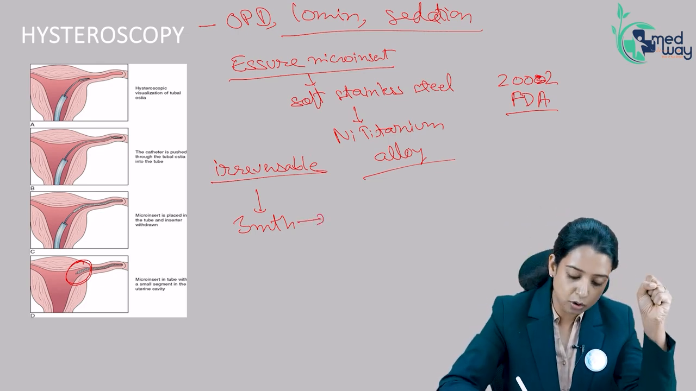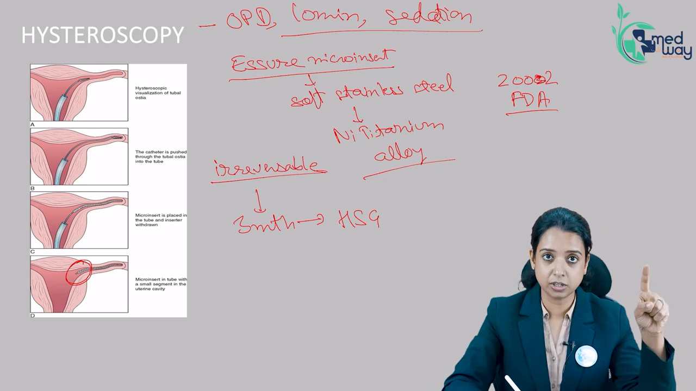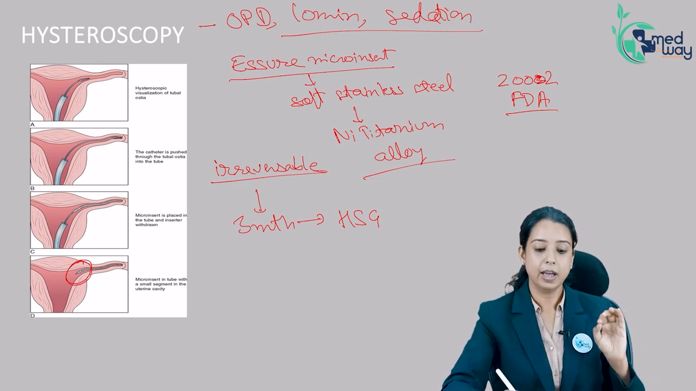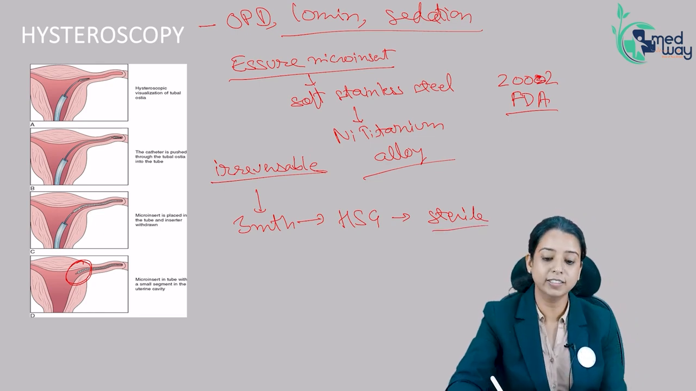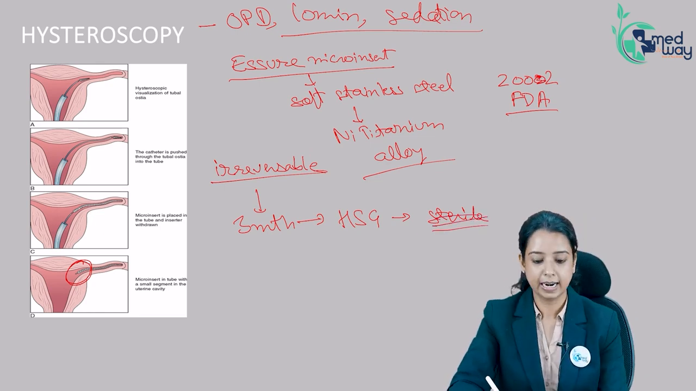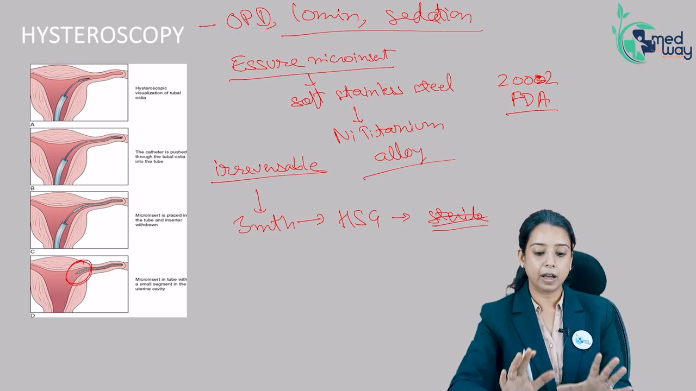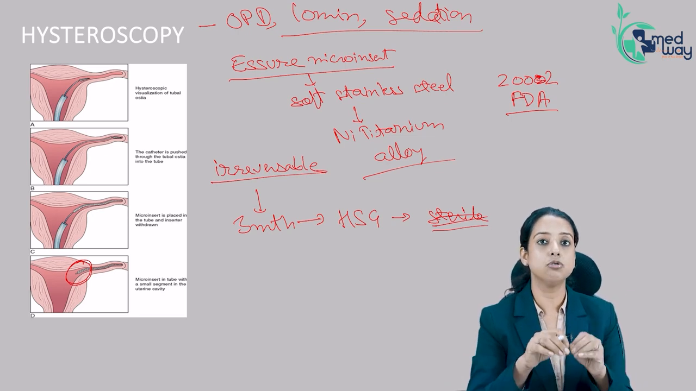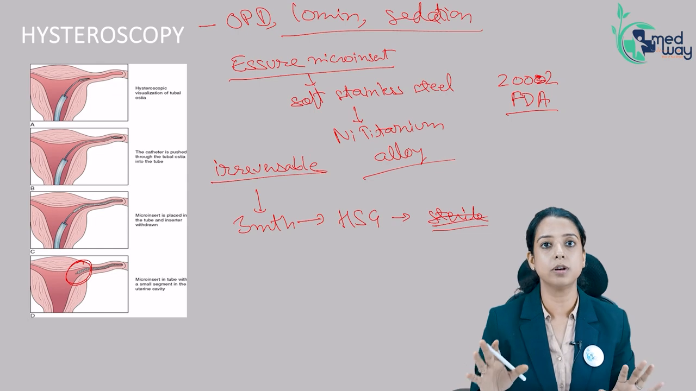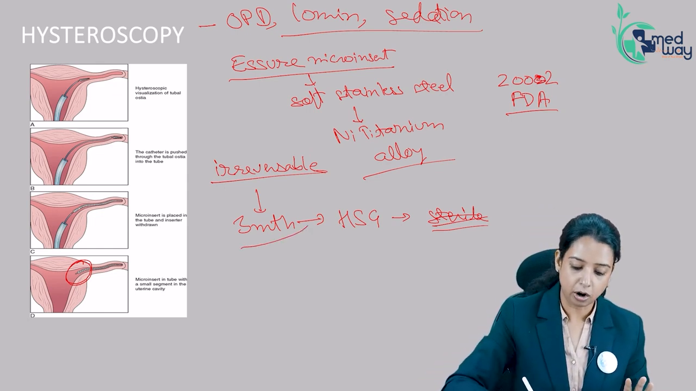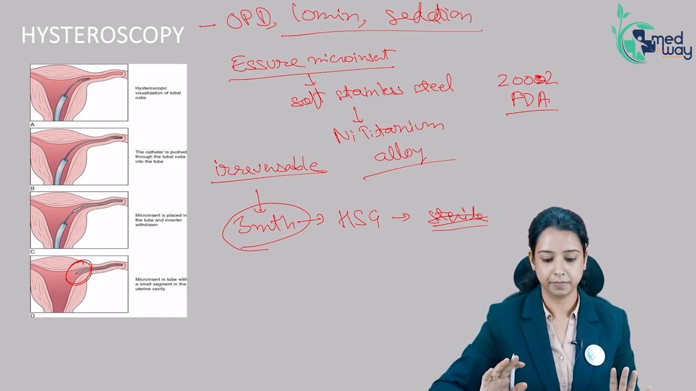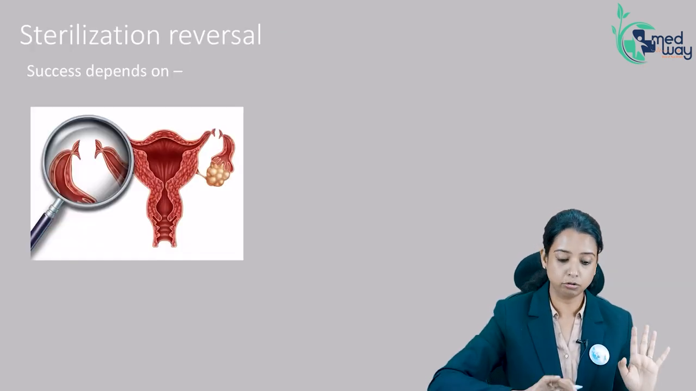So after 3 months, you will check the tubal patency by doing HSG, and then only you can say whether the woman is completely sterilized or not. If on doing HSG you see that there is no peritoneal spill of the dye, then you can say that now you are completely sterilized. So after how long will you do it? After 3 months. This is about Essure, the hysteroscopic method.